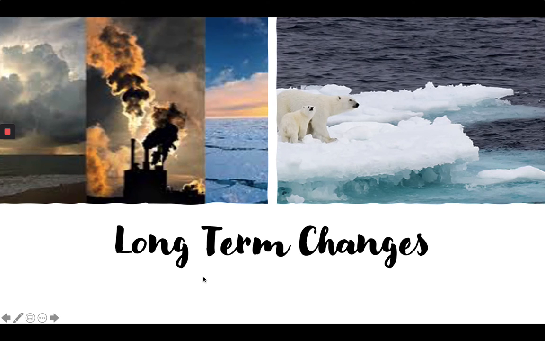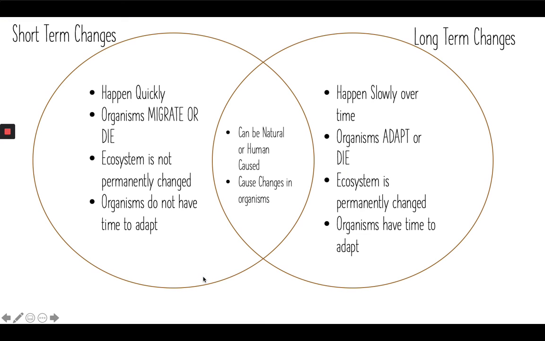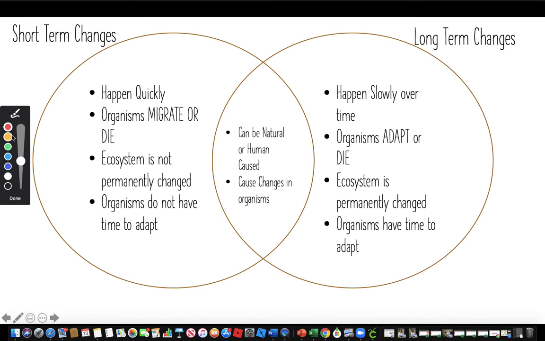Here's a quick Venn diagram that explains the differences between the short-term and long-term changes, as well as some similarities between them. So we already talked about how short-term changes happen quickly and long-term changes happen slowly. We talked about how in a short-term change, organisms are going to migrate or die.